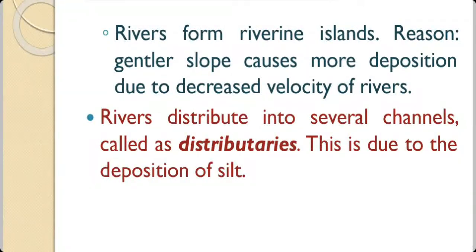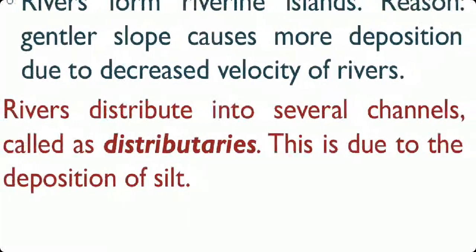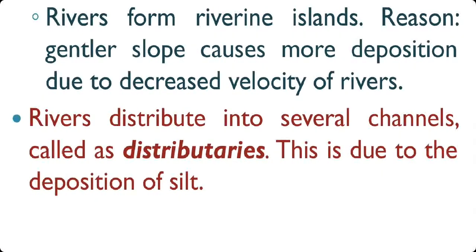Rivers form riverine islands. The reason is when the slope reduces, the deposition increases because the velocity of rivers slows down. So a lot of sand and silt and pebbles and boulders get deposited, and they form riverine islands. The rivers divide into several channels, and these are known as distributaries. This is also because of deposition.